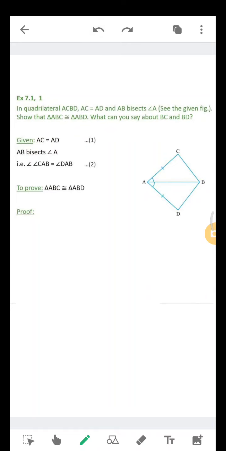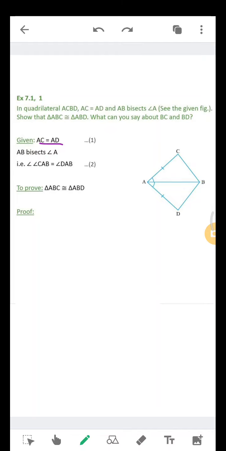We have to show that triangle ABC is congruent to triangle ABD. We have to prove that this triangle is congruent to the other one. So very simple. Let's see how we can prove this. Let's write what's given. Given is AC equals AD. AB bisects angle A, so I can say CAB equals DAB. Just now I told you these two things are given. So we have to prove ABC is congruent to ABD.